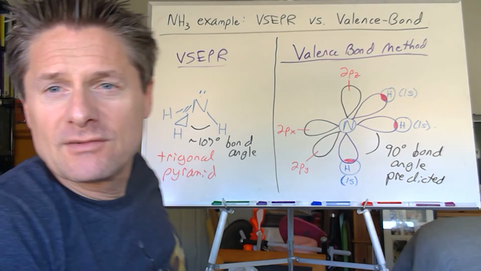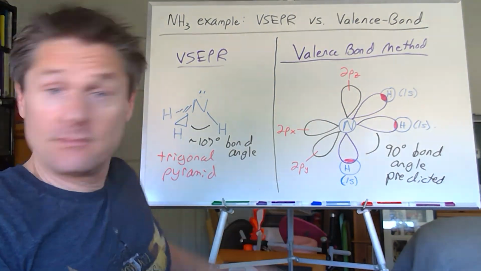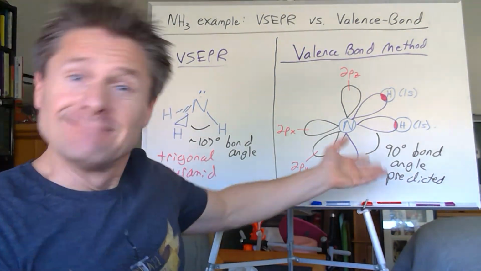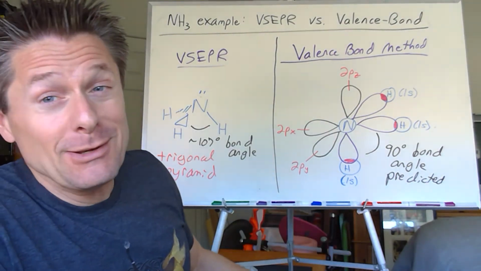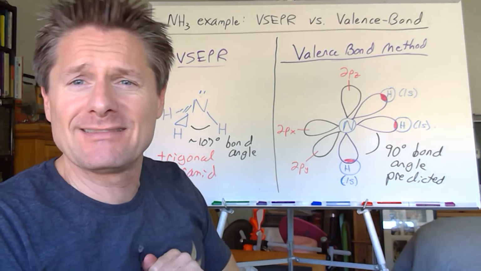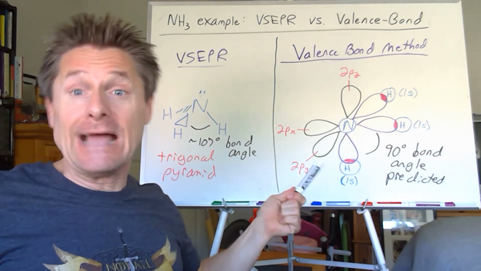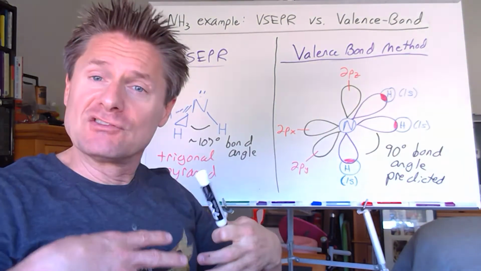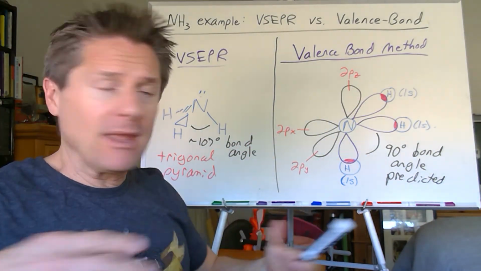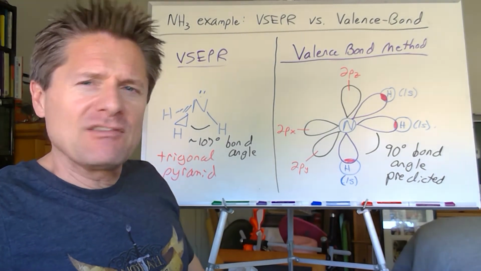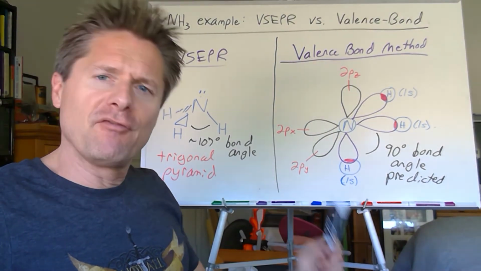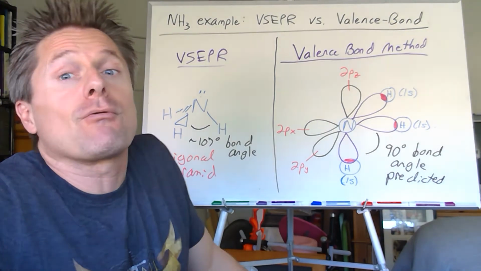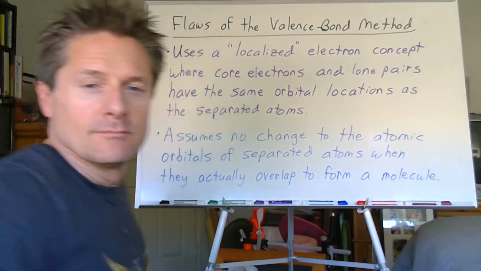Well, VSEPR predicts a 107. In reality, it is around 107. So, you know, close, but not good enough for us. So there's some flaws to the valence-bond method. We like the idea, right? The wave functions of those valence orbital electrons overlapping. So we like the idea, but something's off a little bit here. So let's talk about some of the flaws of this and how we might remedy that.